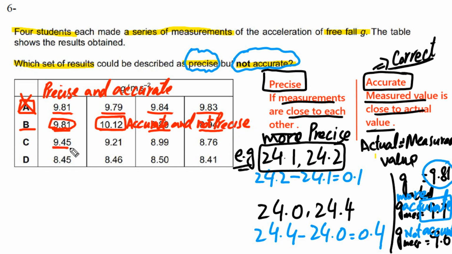But if we look at this option now, you can see 9.45, 9.81, or 9.21.